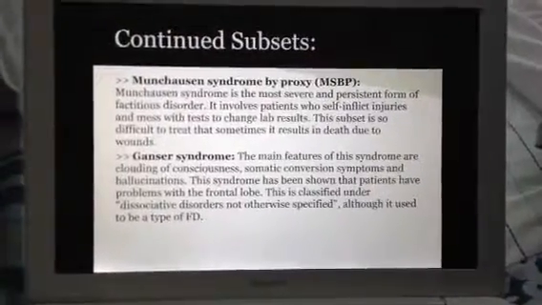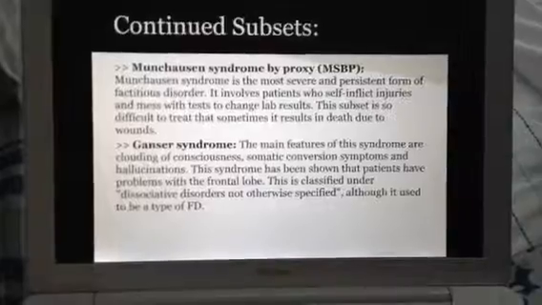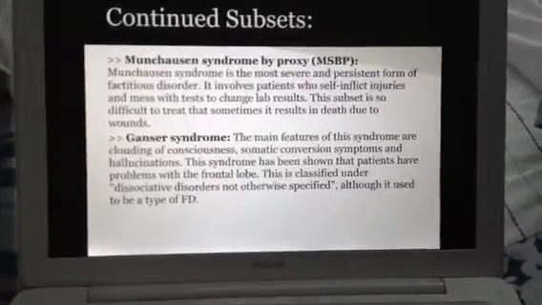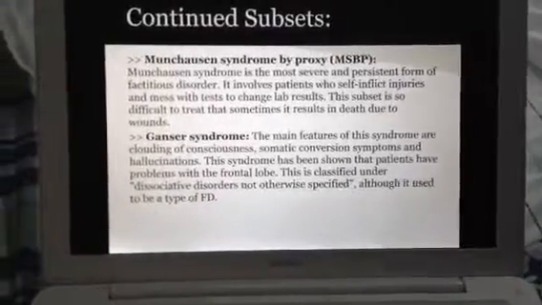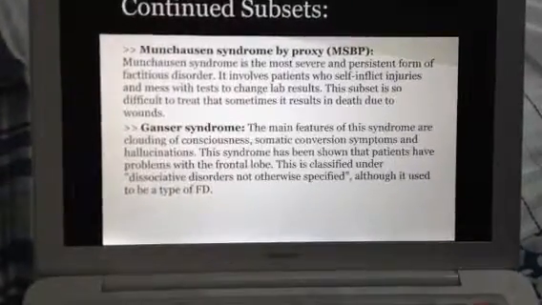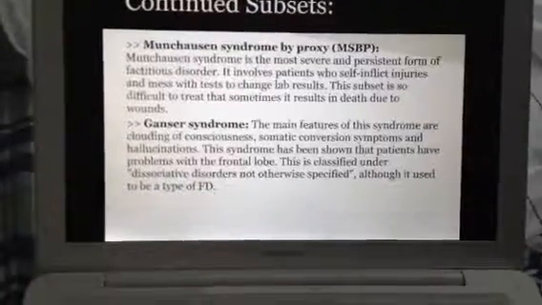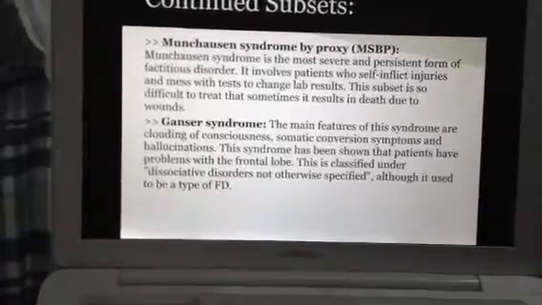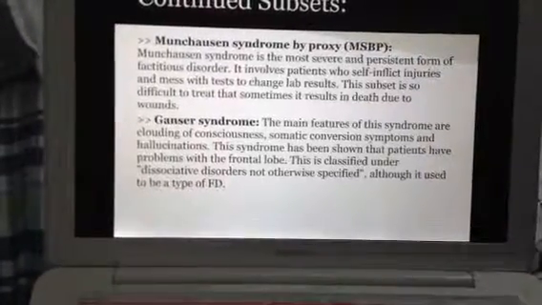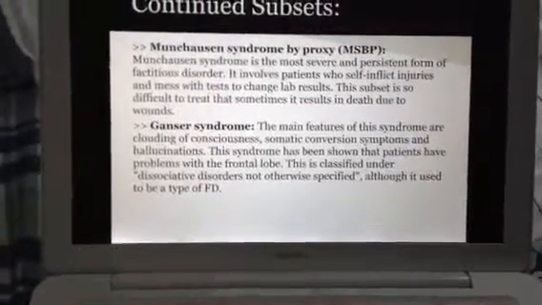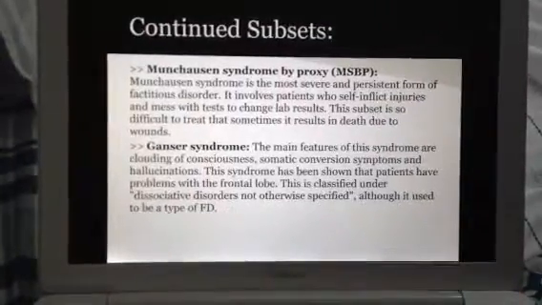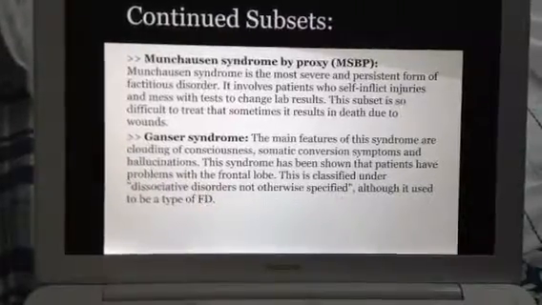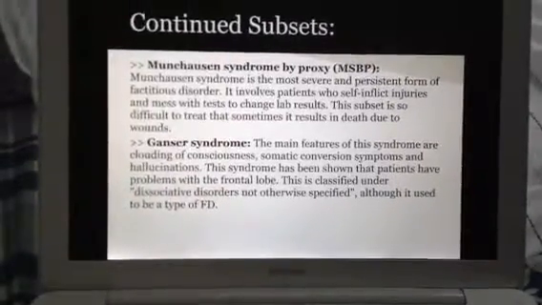A type of factitious disorder is Munchausen syndrome. This is the most severe and persistent form of factitious disorder. These patients inflict injuries on themselves very often and will even go to the extent of trying to mess with tests to change lab results to avoid fraudulence. This subset is very difficult to treat because it's so persistent and subjects move from one hospital to the next, that a lot of times these individuals will die due to the wounds.